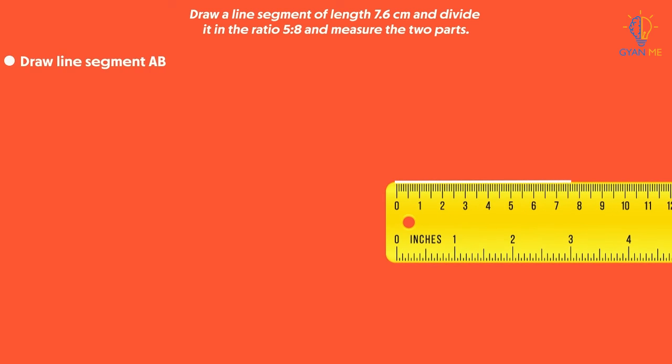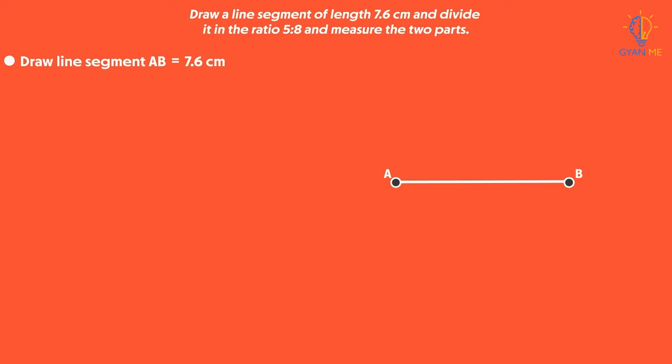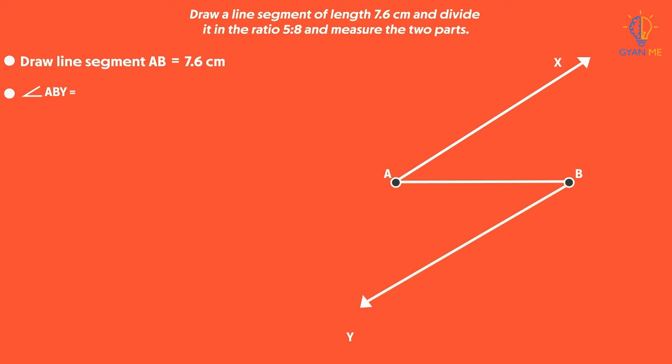Draw line segment AB of 7.6 cm with ruler. Draw ray AX making an acute angle BAX with AB. Similarly, draw other parallel ray BY on the opposite side of AB. You already know how to draw parallel rays. Yes, by making angle ABY equal to angle BAX.